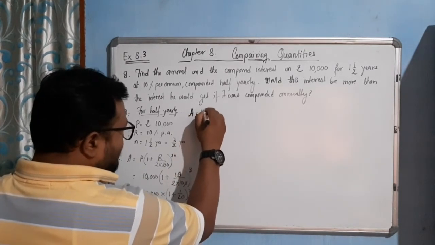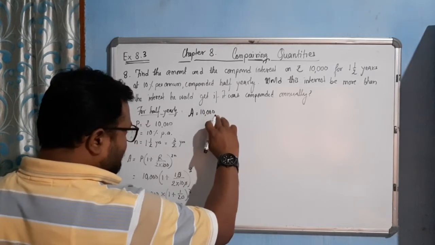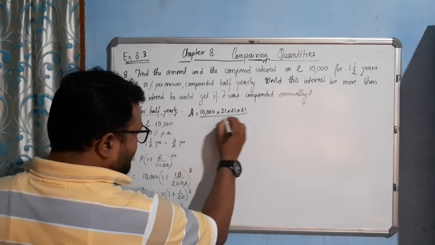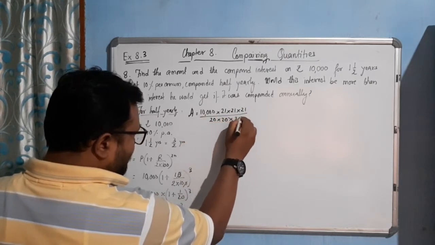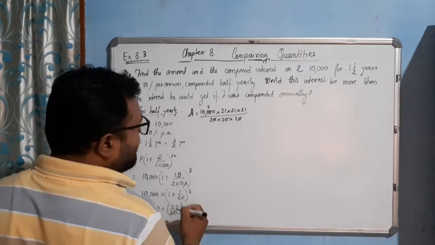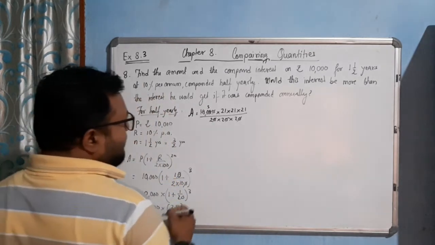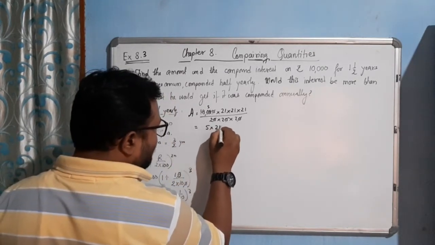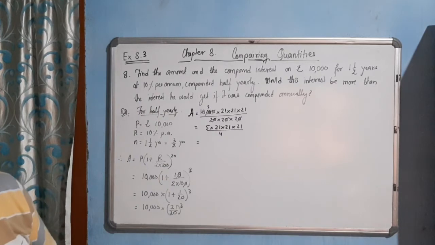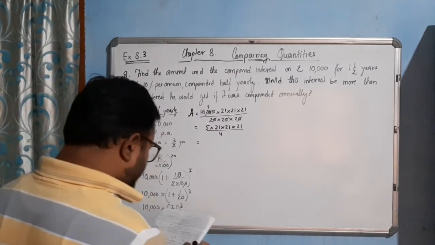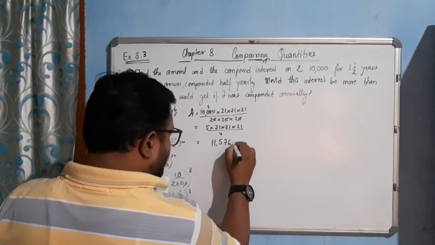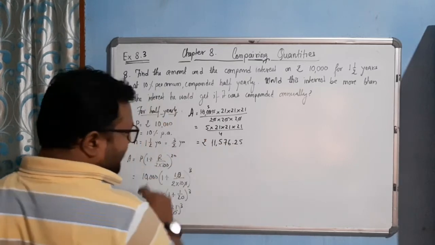That is, let me write here, A equal to how much? 10,000, this time 21 into 21 into 21 by 20 into 20 into 20. 1, 2, 3, 1, 2, 3 cancel. 2 for the 10, here it is 4. So 5 into 21 into 21 into 21 by 2 to the 4. So I did the calculation already. How much will we get here? We get 11,576.25 paise. This much is the amount we will get.